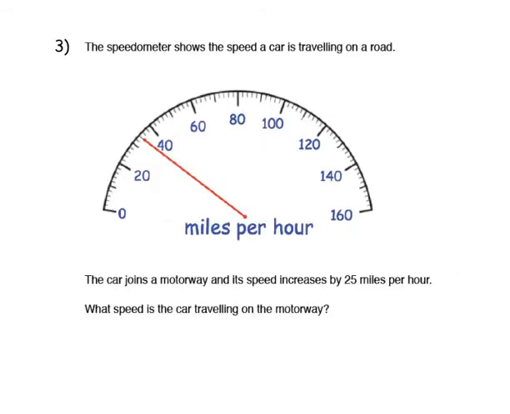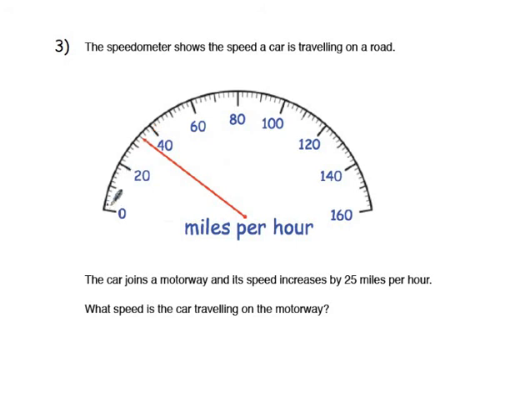Question 3. The speedometer shows the speed a car is travelling on a road. The car joins a motorway and its speed increases by 25 miles per hour. What speed is the car travelling on the motorway? So first of all, we want to read what this arrow is pointing at on the scale, on the speedometer. So again, we need to work out what it's going up in. So we can see we're going up in 20s here.